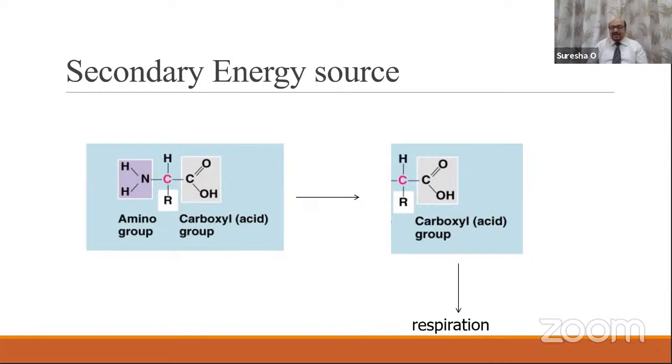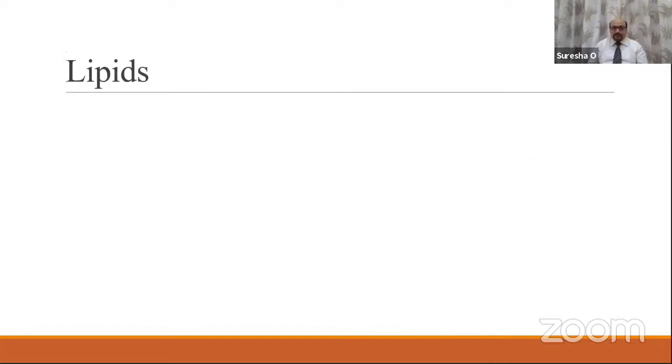So during diabetes mellitus, when glucose is not available as an energy source, then what happens? Proteins will be used up as a source of energy, in the absence of carbohydrates. So in that way, they act as a secondary energy source. Or during starvation also. During starvation, when you are not consuming any diet, any food, proteins serve as a source of energy.